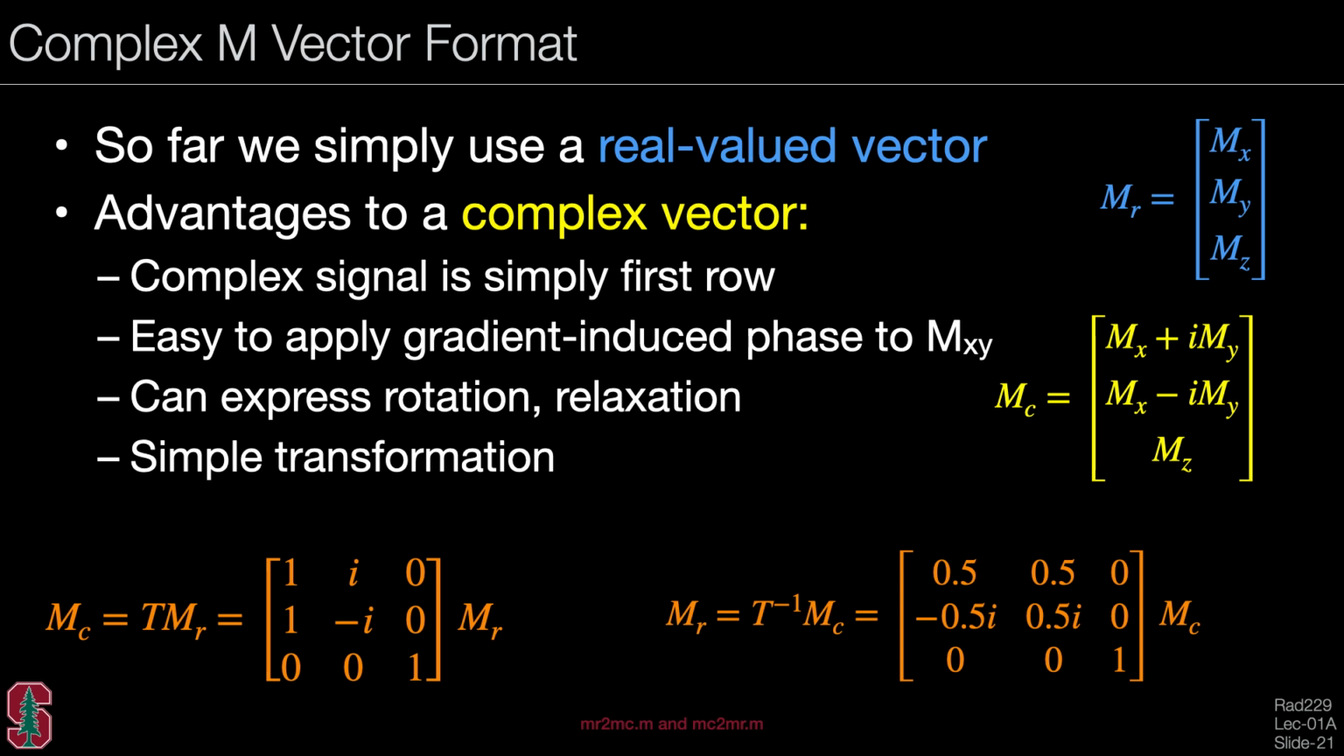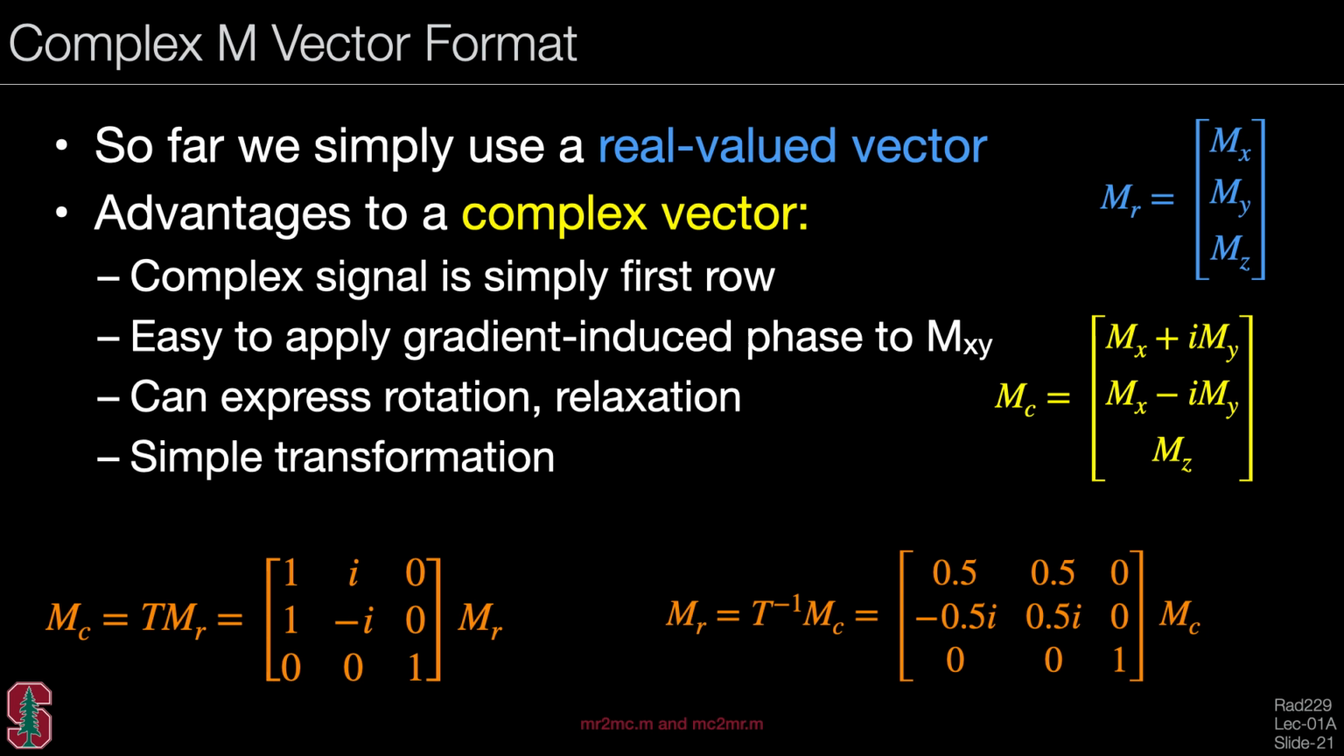So another very useful matrix formulation is to use a complex magnetization vector. So far we've used real valued vectors, as shown at right here in blue. But there are some advantages to a complex vector. First of all, the complex signal is simply the first row, so that may be attractive. Second, it's easy to apply gradient-induced phase because it's a simple multiplication, and we'll see this in some examples. You can express rotation and relaxation fairly easily. And lastly, there's a simple transformation.